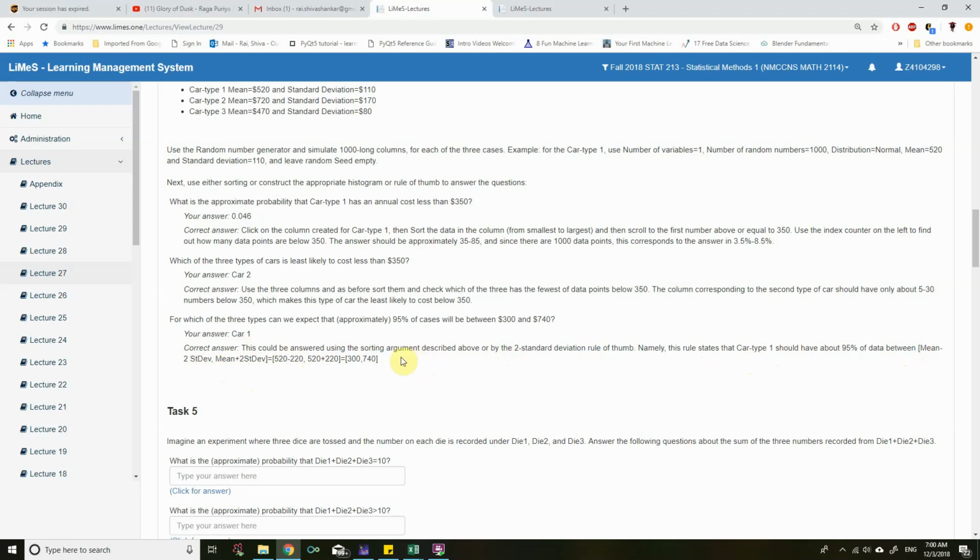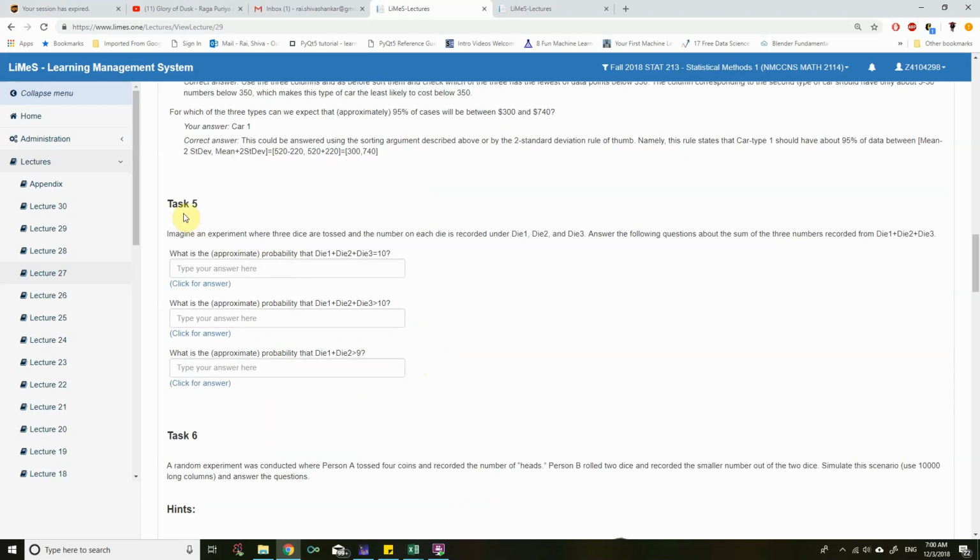So this is one of the basic things that we discussed in the class in the first 2 or 3 weeks. Okay, now let's go for task 5. Imagine an experiment where 3 dice are tossed and the number on each die is recorded under die 1, die 2, die 3. Answer the following questions about the sum of the numbers recorded from die 1, die 2, die 3: equals to 10, greater than 10, and greater than 9.